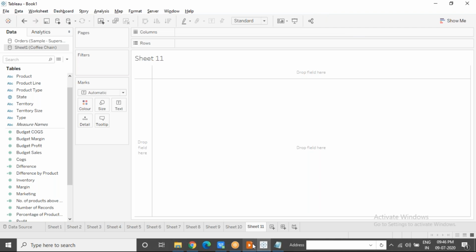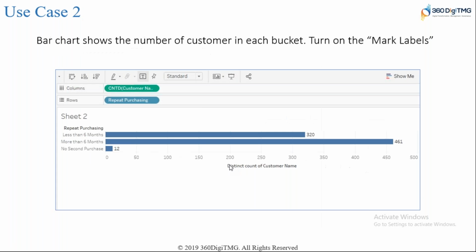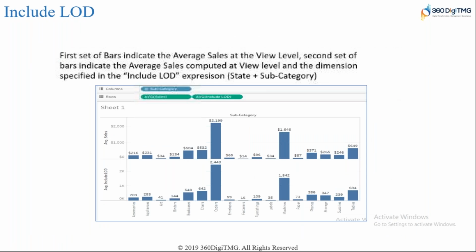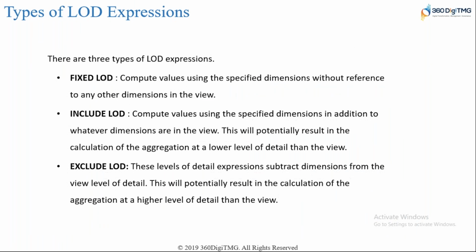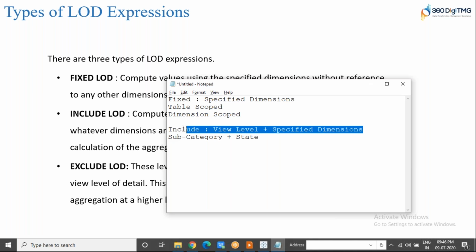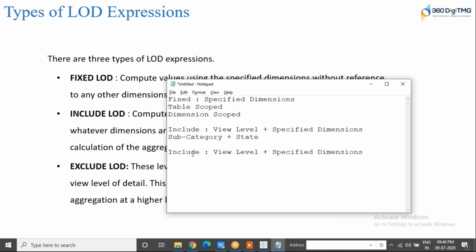Next, exclude is basically the opposite of include. If you have understood include, you will automatically understand exclude. What exclude will do is subtract the dimensions that you specify in the formula from the dimensions that are present on the view. So what is include doing? It is including the additional dimensions from the formula. Exclude will do it the other way around.